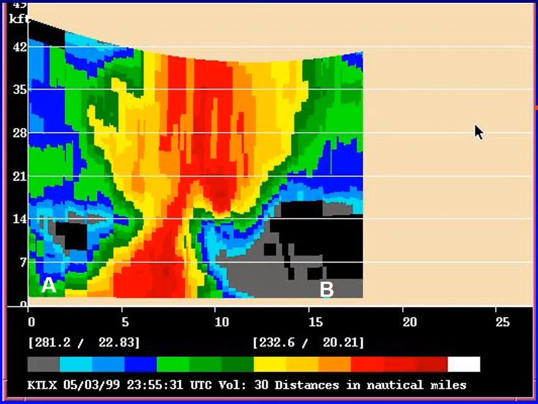The storm is well above 42,000 feet. The radar never did determine the tops because the storm was so close to the radar, and so tall, that they couldn't get it to the top.